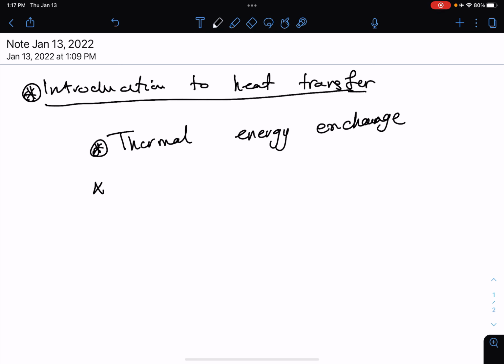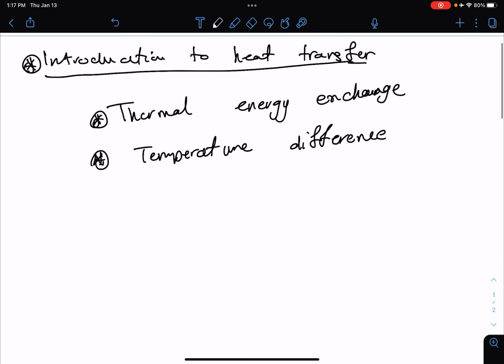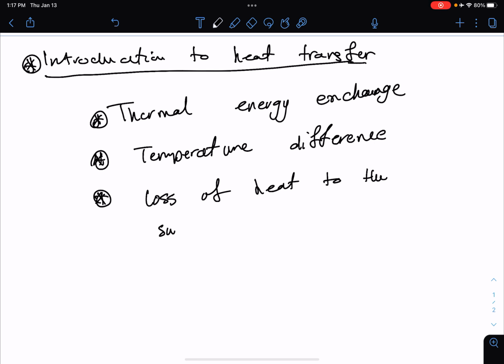Temperature difference. What else? Anyone else? Loss of heat to the surroundings. Okay, could you repeat what you said? Loss of heat to the surroundings.